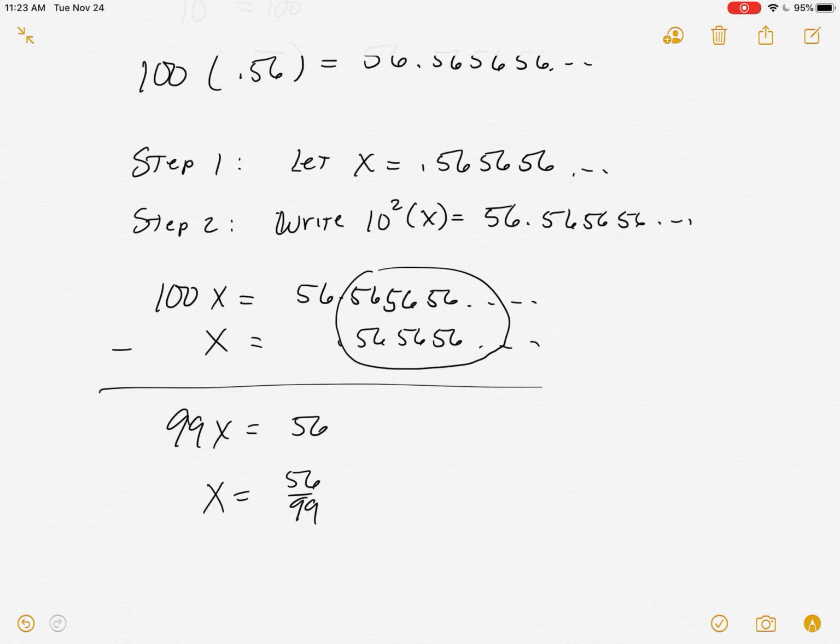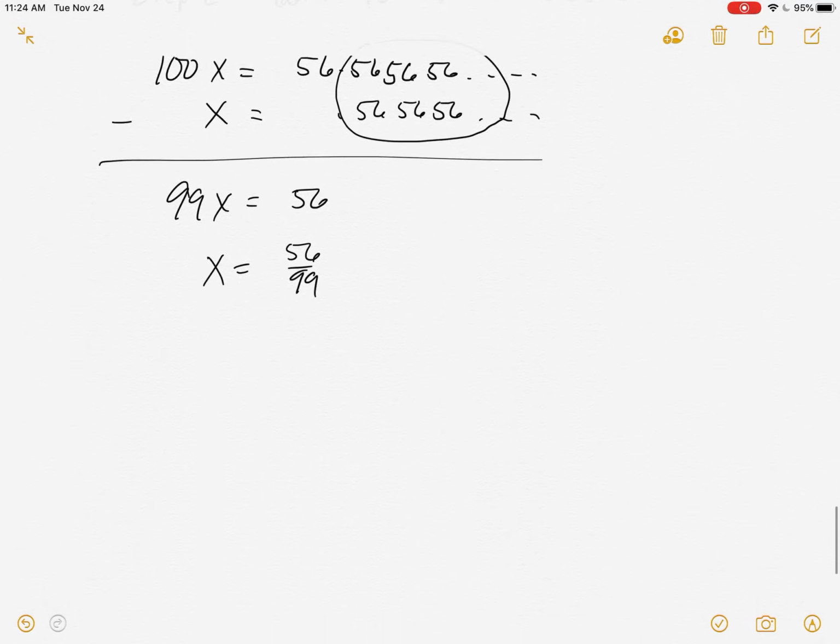Now we got to ask ourselves, does that reduce? And I don't think it does. 99 has an 11 in it, which 56 definitely doesn't have. It has a 3 in it, which 56 doesn't have because it adds to be 11. 56 over 99. Occasionally they will reduce, but that's our guy, right? And so that's the trick.